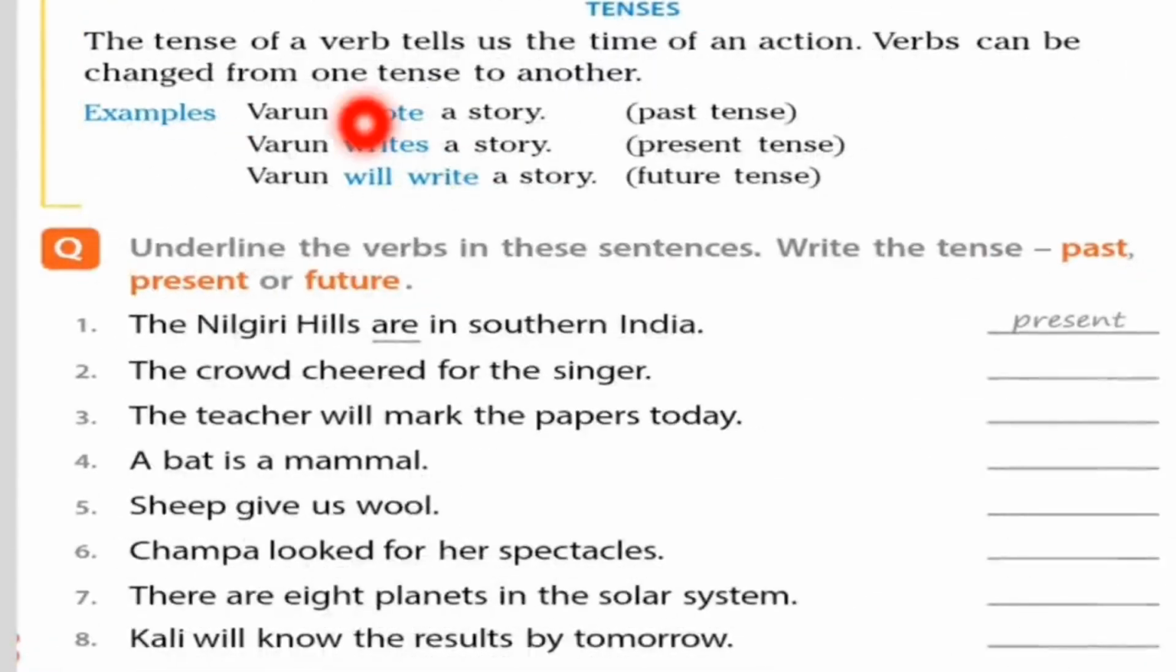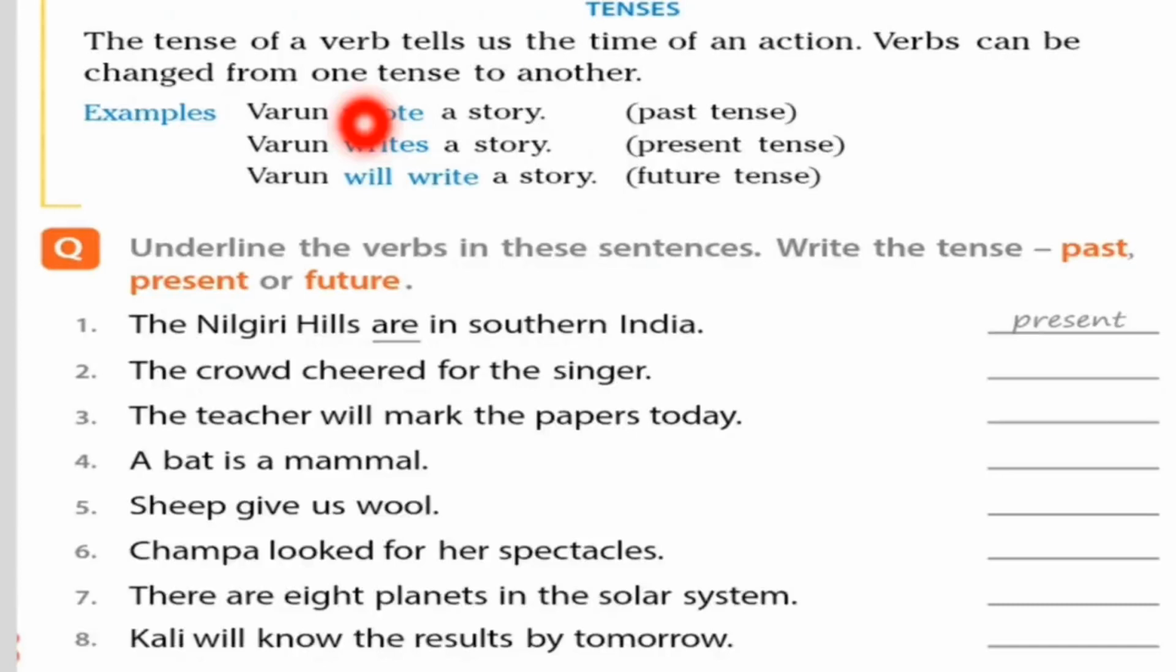Dear children, let us take the topic tenses. Actually, what do we mean by tenses? Tense is the form of a verb that tells us the time of an action, when it happened, right? For example, whether it happened today or yesterday or tomorrow. The time of the action is known as tense.